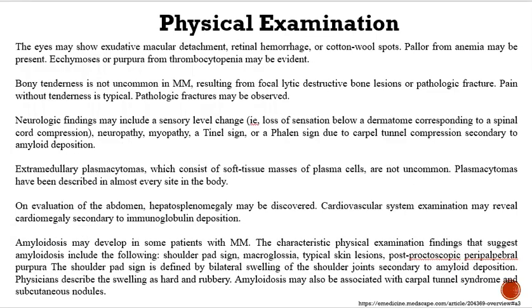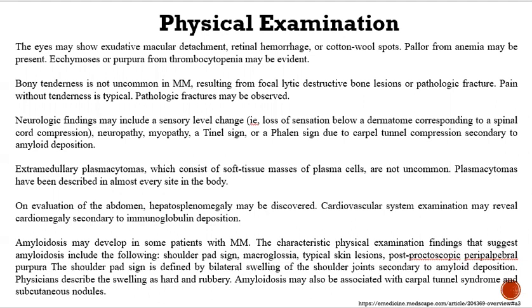During physical examination, the eye may show findings indicating macular detachment, retinal hemorrhage, and cotton wool spots. Pallor from the anemia may be present, and ecchymosis or purpura due to thrombocytopenia may be evident. Bone tenderness is common, resulting from the focal lytic destructive bone lesions and pathological fracture. Pain without tenderness is typical. Pathological fractures may be observed.